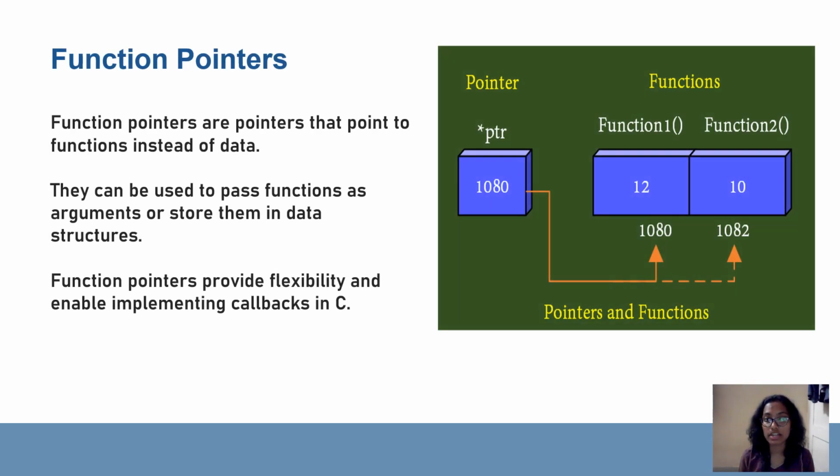So now it's about function pointers. Function pointers are pointers that point to functions instead of data. They can be used to pass functions as arguments or store them in data structures. Function pointers provide flexibility and enable implementing callbacks in C.